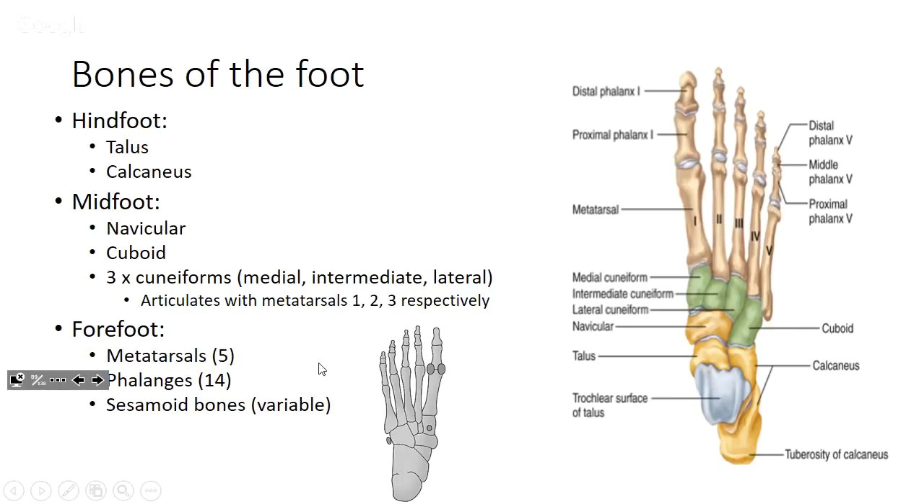Okay. So with regards to the bones, in the hind foot you've got the talus and the calcaneus. The talus is just underneath, and it sits inside this mortise, where there's the tibia and fibula. And then below that, you've got the calcaneus, which is your heel bone. Then you've got the navicular just in front, the cuboid, three cuneiforms, and then your metatarsals and phalanges. And sometimes there are sesamoid bones present, which are variable.